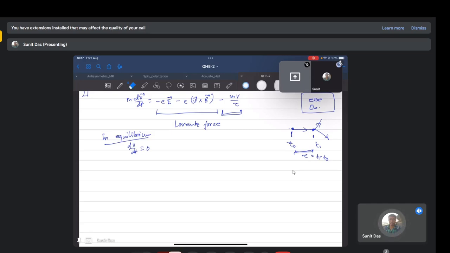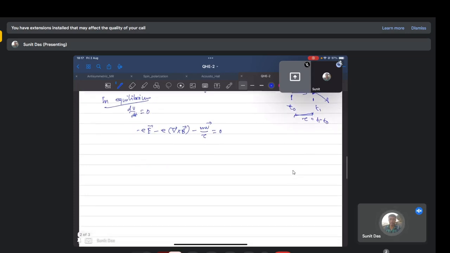Okay. So what this gives us is minus e electric field, minus e v cross B, and then minus m v by tau equal to 0. These are vectors. Then v plus e tau by m v cross B equals minus e tau by m electric field. I am just rearranging some terms. I kept these two terms on the left hand side, and the electric field term on the right hand side.